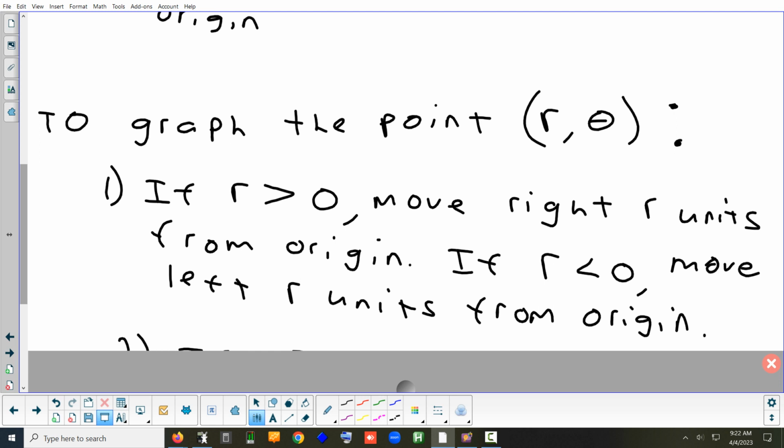So let's say r was 2. If this was your graph paper, and r was 2, well, positive 2 means you would start by going right 2 units. And you'd be starting from right there. What you would do from that point now is rotate a certain amount of degrees or radians.